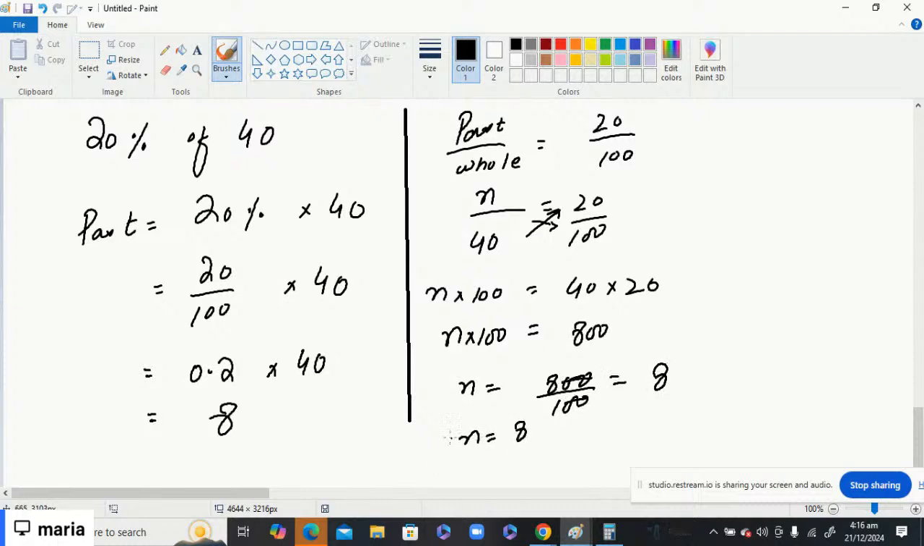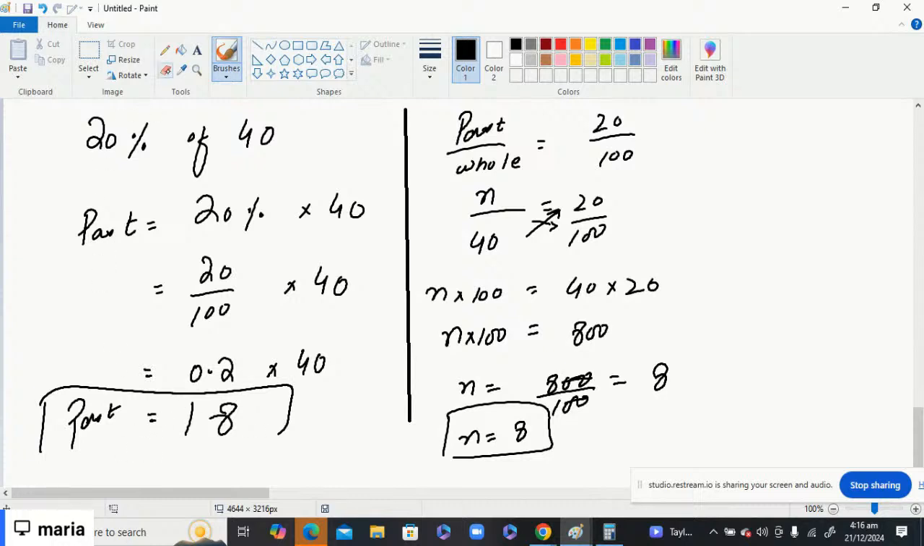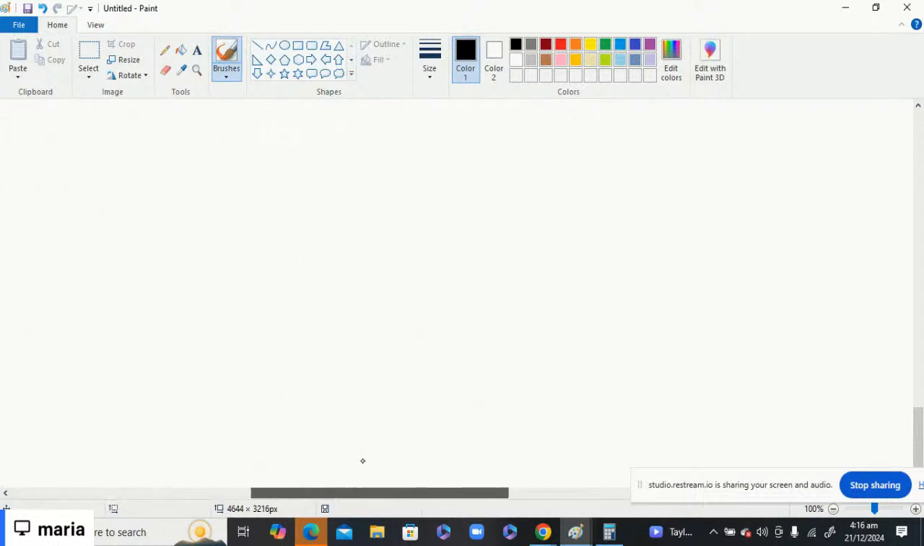Look at here. In both the way the answer is same. If you want to finding it out by using this method, it's all up to you. If you're going to find by using this method, this is also the right. Okay.